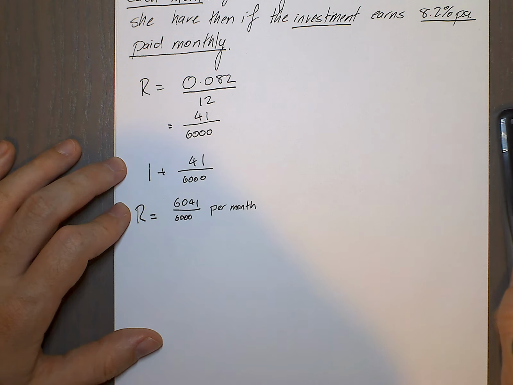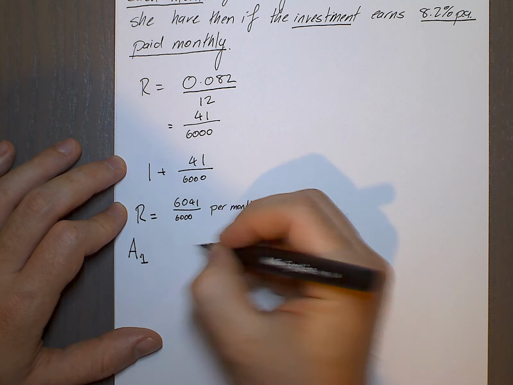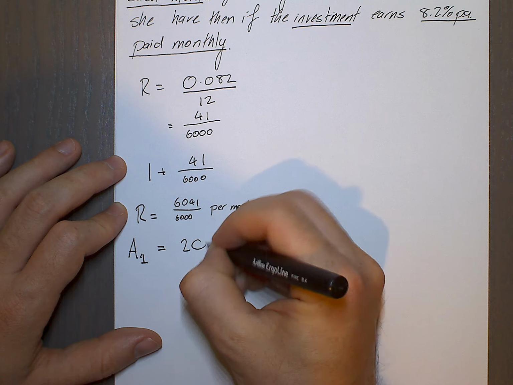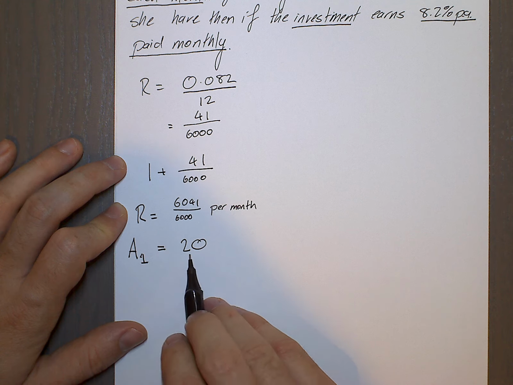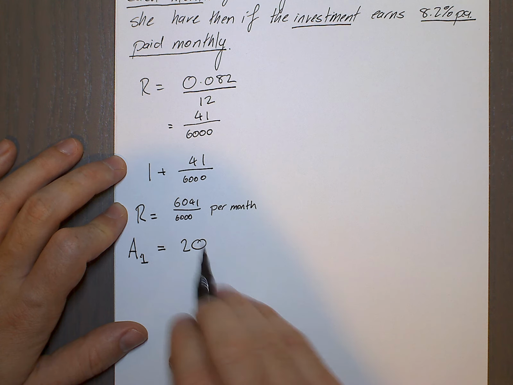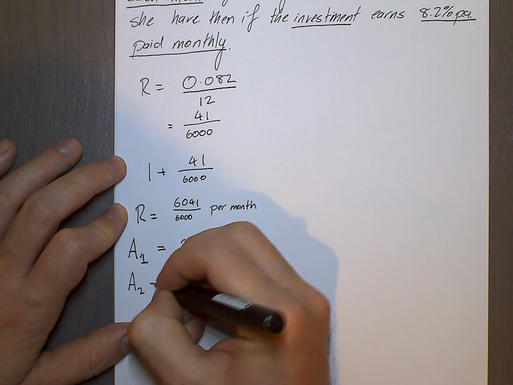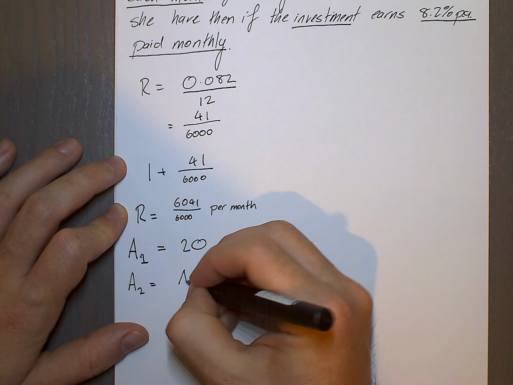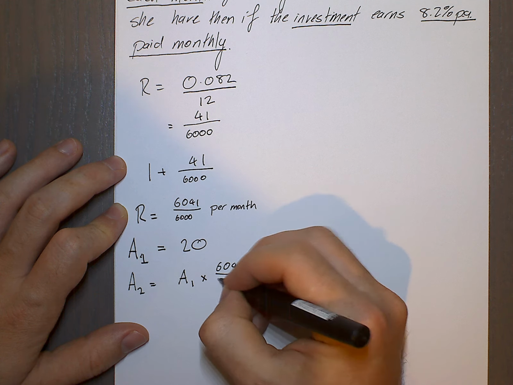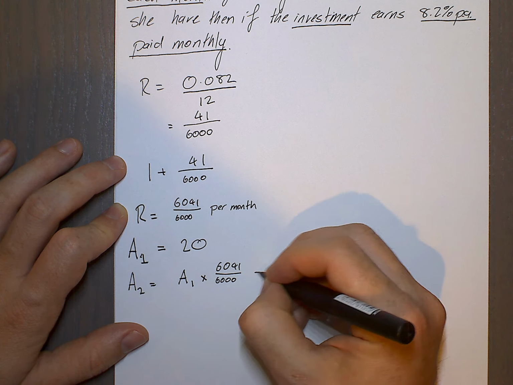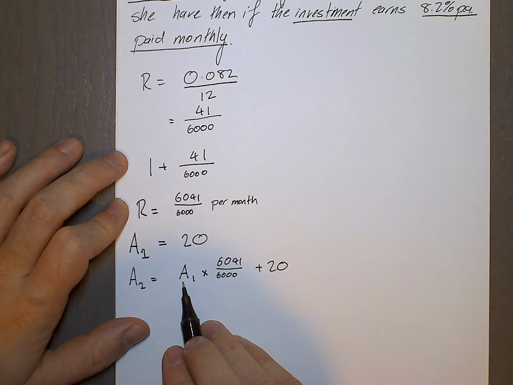So I'm going to start, and hopefully I can explain as we go. Our first month will be 20, because at the end of our first month, let's say January, she puts in $20, and nothing is affected by that because it's at the end of the month. If she puts in another amount, it's going to be the previous month's amount times 6,041 over 6,000, plus $20.